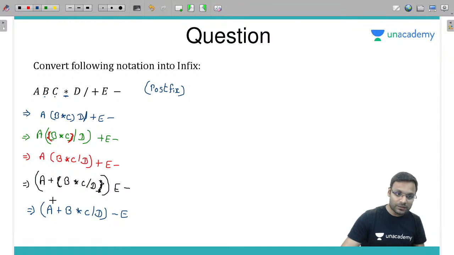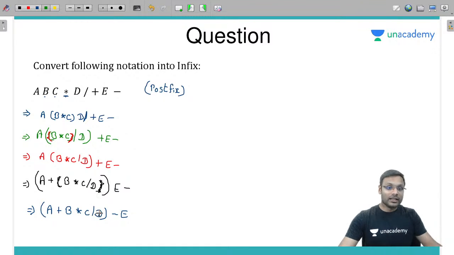Can I remove this parenthesis? I can do that. Why can I do that? This minus you will solve after this plus. After solving all, yes. All these anyway have higher precedence. Plus also will be solved first because of the left associativity. Then we can write it that way: a plus b into c divided by d minus e.